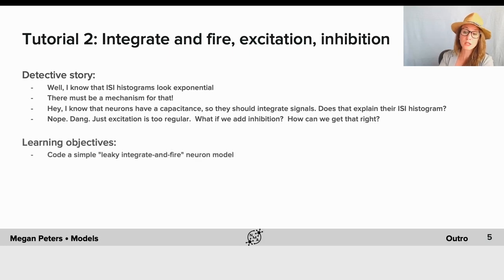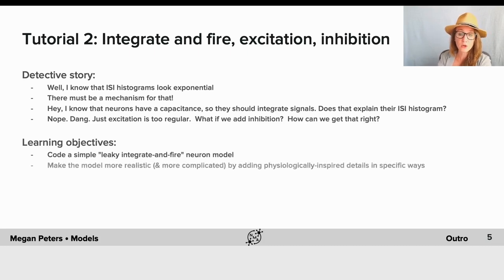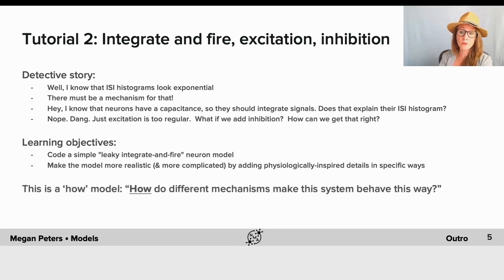And so to remind you of our learning objectives, what we did to get through this detective kind of process was we first coded the simple leaky integrate and fire model, and we discovered that it didn't work properly to produce Poisson spiking, right out of the box, unless we added those realistic biophysical details in very specific ways. So what this meant is through this tutorial, we got a window into how those details mechanistically bring out the specifics of the system that we're studying. And we discovered that the way to get the system to behave correctly was that we had to make sure the excitation and inhibition were balanced.